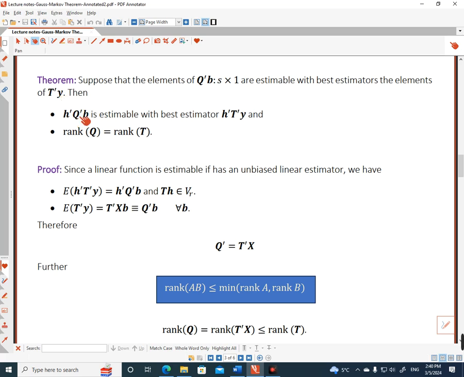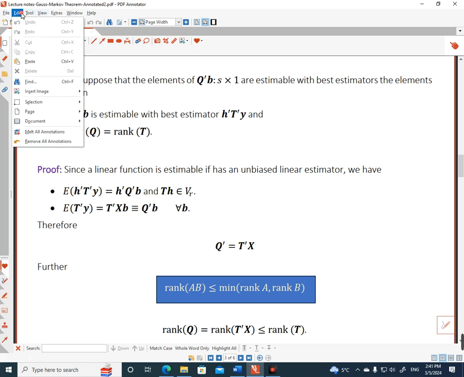Then for any column vector H, H prime Q prime B is estimable, and the best estimator in this case is given by H prime T prime Y. Furthermore, the rank of Q is equal to the rank of T. The proof is pretty simple and straightforward, but before going to the proof, let me give an illustration for this theorem to better understand what it says.